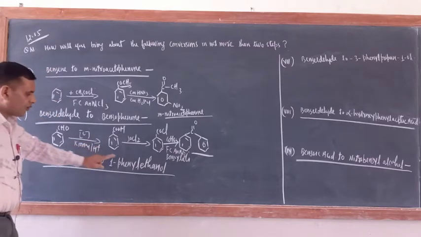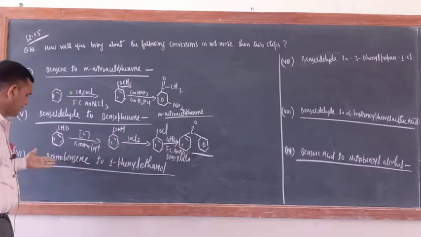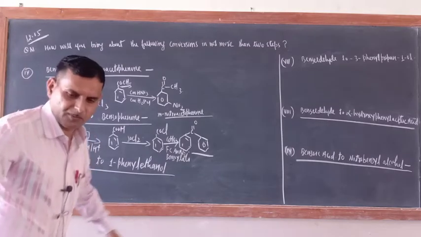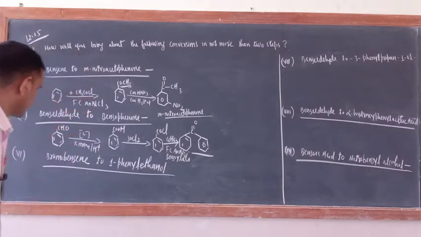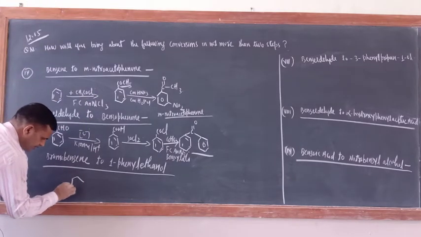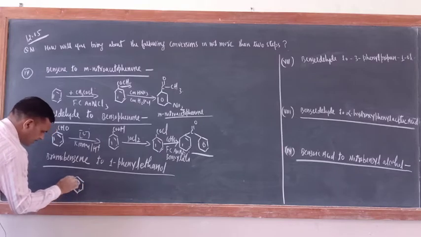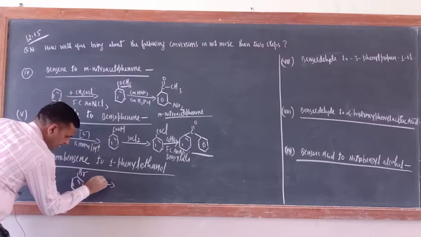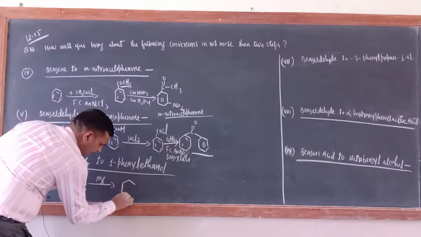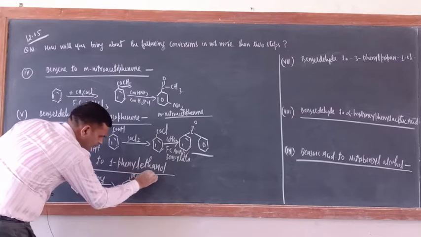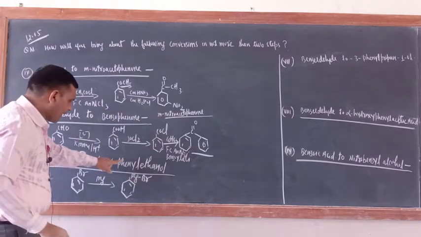Next one is bromobenzene to 1-phenyl ethanol. Bromobenzene is there. You have to get 1-phenyl ethanol. Definitely you have to convert this one into aromatic Grignard reagent. So just try to understand. This is bromobenzene. Their reaction with Mg. So here you will get just simple MgBr.